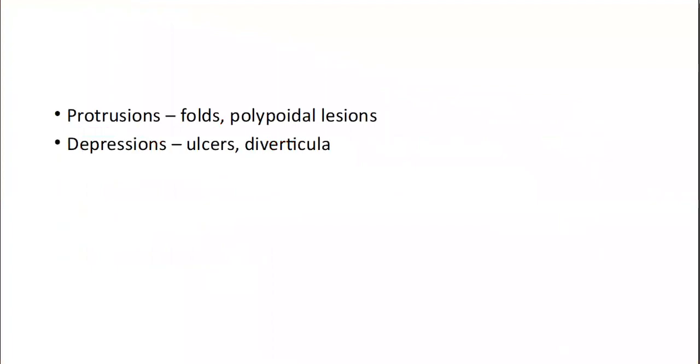Yeah, coming to the next part, that is lesions per se, right? So what are the different lesions that we come across? There are two types basically, the protrusions and the depressions. The protrusions are something like polypoidal mass lesions, right? Or physiologically they can be just folds which are protruding into the lumen of the bowel that we are talking about. And depressions are ulcers and diverticulae which are projecting away from the lumen. So protrusions are towards the lumen and depressions are away from the lumen, the direction basically.